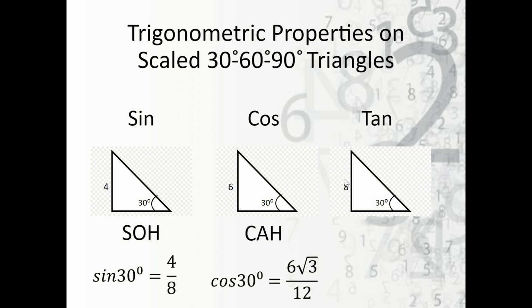Now this one we've scaled by 8, and we're trying to find the tangent, which is opposite over adjacent. So if this is scaled by 8, then we have to scale this one by 8 as well. So that's 8 times square root of 3. So we should end up with the opposite, which is 8, over 8 square root of 3. And those should be our answers.